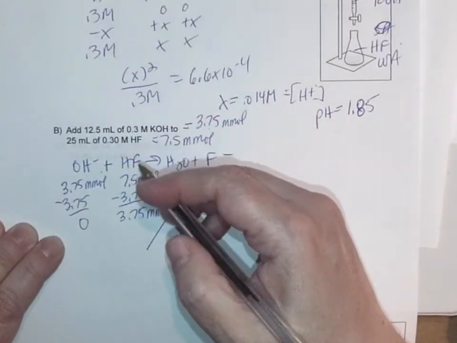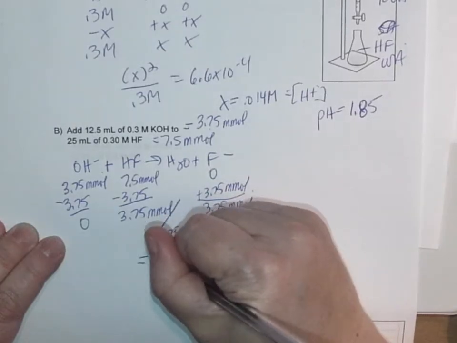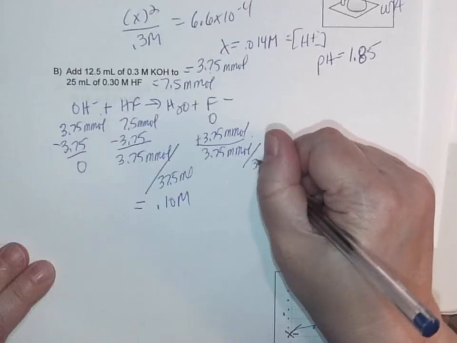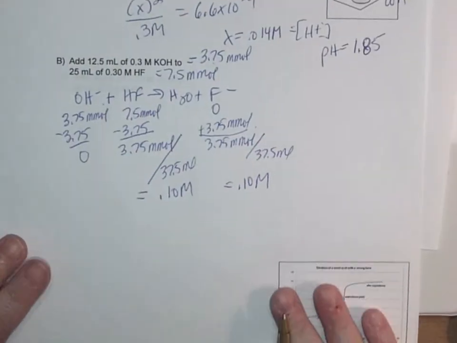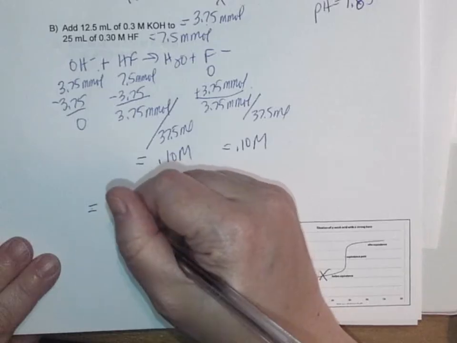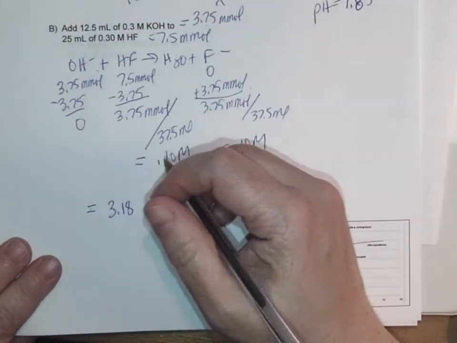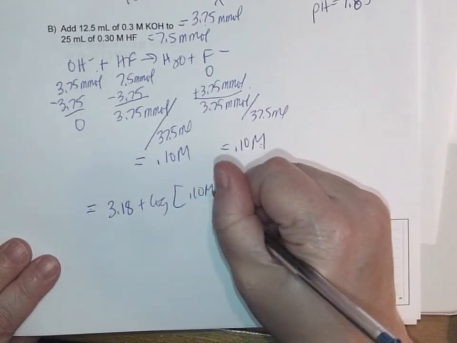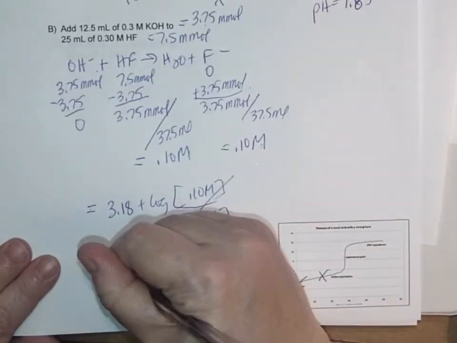So I'm going to add up the total volume in here, and that's 37.5 milliliters. I'm going to divide this by 37.5 milliliters, and this gives me 0.10 molar. Cool. Now I'm going to do the pH, which is the pKa plus the log of the base over the acid. So I'm using the pKa, not the pKb, plus log of the concentration of the base over the concentration of the acid, and they beautifully cancel each other out.